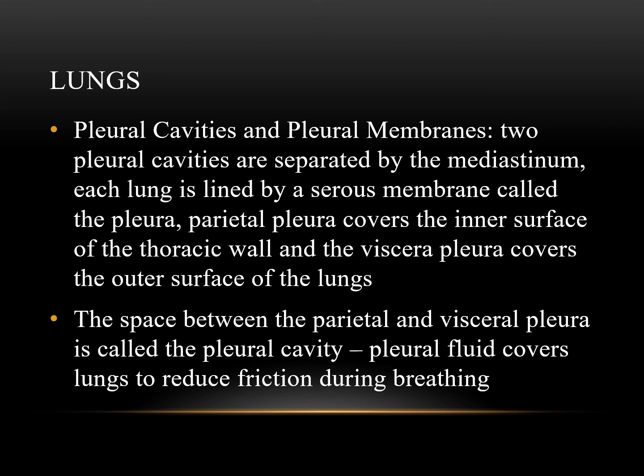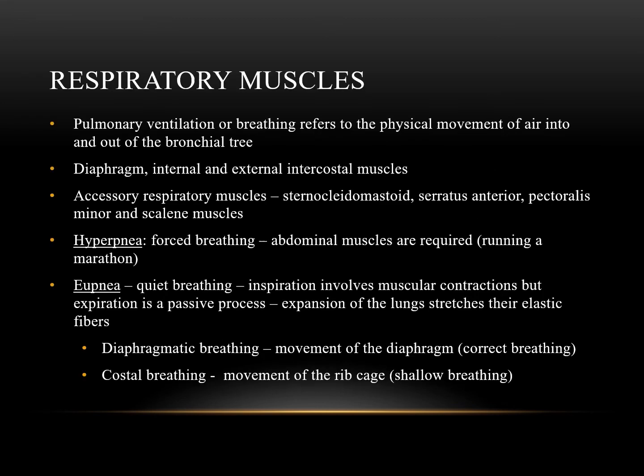Pleural cavities and pleural membranes. 2 pleural cavities are separated by the mediastinum. Each lung is lined by a serous membrane called the pleura. Parietal pleura covers the inner surface of the thoracic wall, and the visceral pleura covers the outer surface of the lungs. The space between the parietal and visceral pleura is called the pleural cavity. Pleural fluid covers the lungs to reduce friction during breathing.